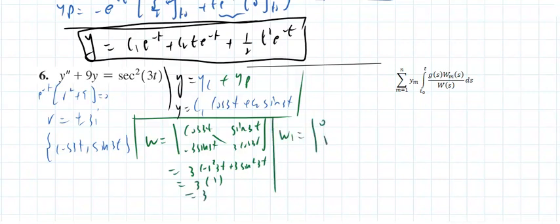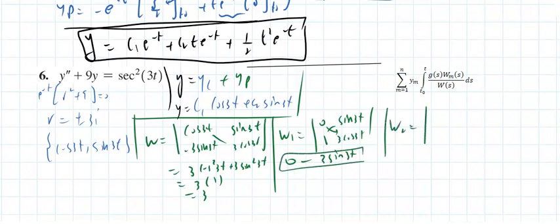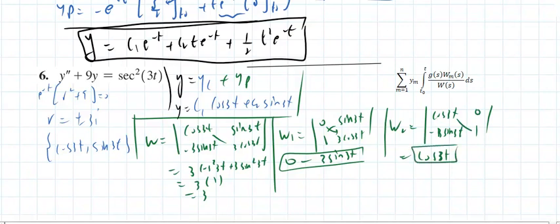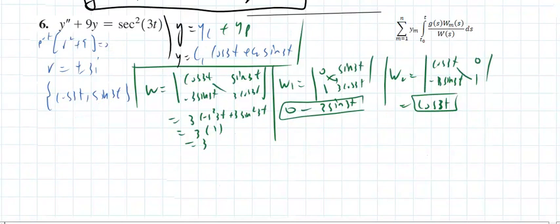W sub 1 is 0, 1, sine of 3t, 3 the cosine of 3t. That is 0 minus 3 the sine of 3t. Got it. And W sub 2 will be the cosine of 3t, negative 3 the sine of 3t, 0, 1. And I know this formula is not in the book because they're talking about 2 dimensions only, or they're talking about second order only. When they get to higher order, they introduce that. I want you to get used to that.